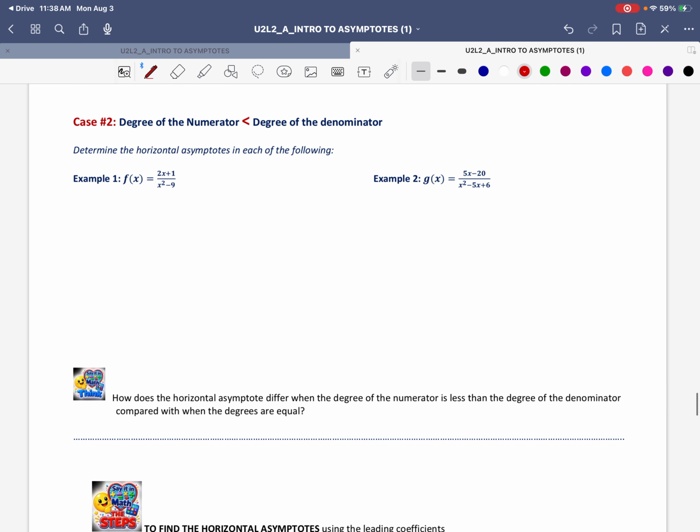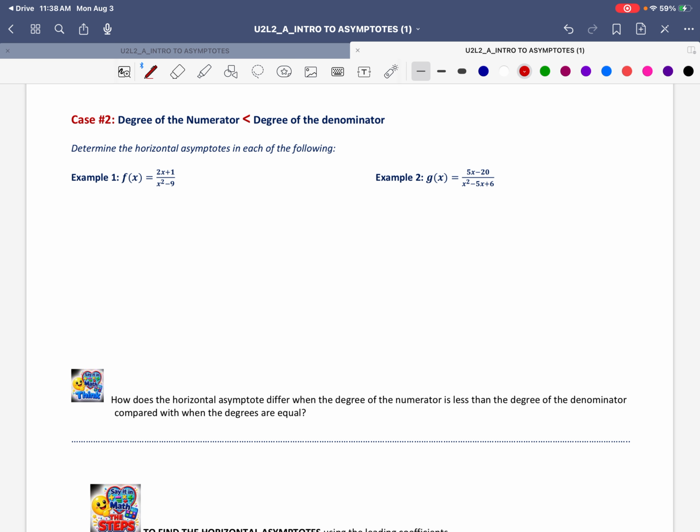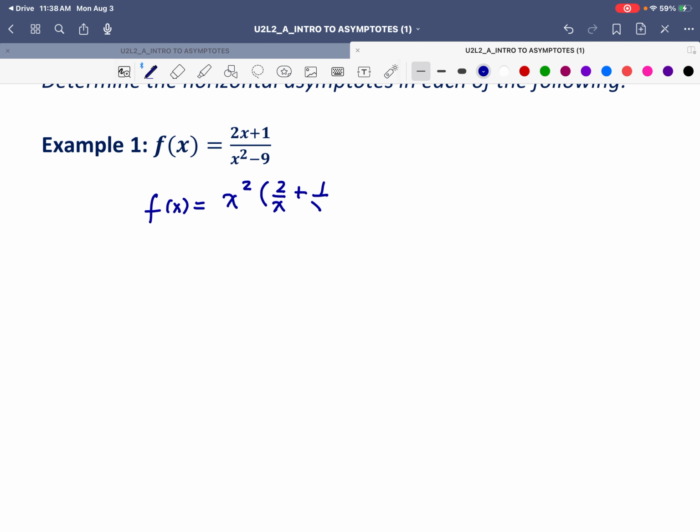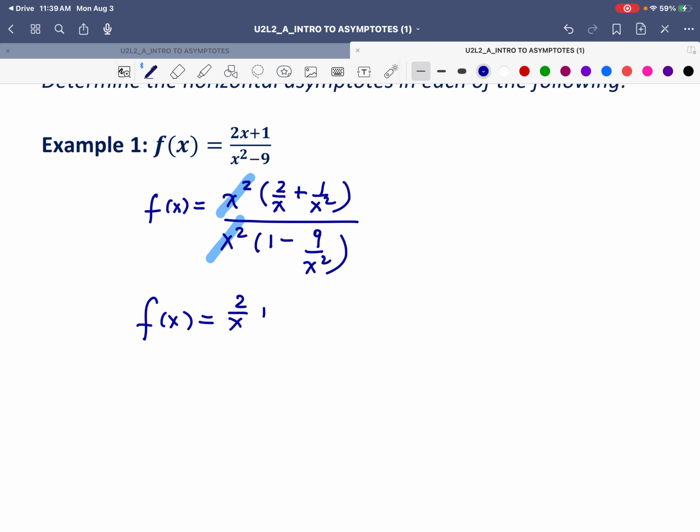Now, what happens if the degree of the numerator is lower than the degree of the denominator? When that happens, as you can see, we have degree 1, degree 2, what we are going to do is take out x squared from both numerator and denominator. And in this case, we're going to end up here with 2 over x plus 1 over x squared. And down here we have x squared and then 1 minus 9 over x squared. Simplify x squared.